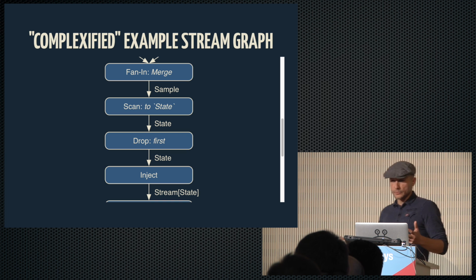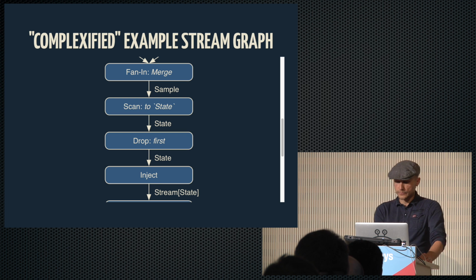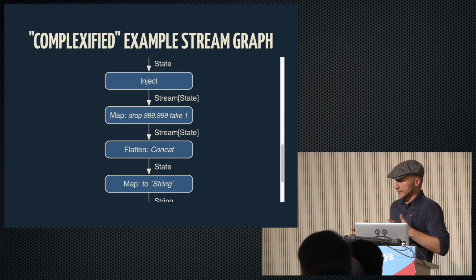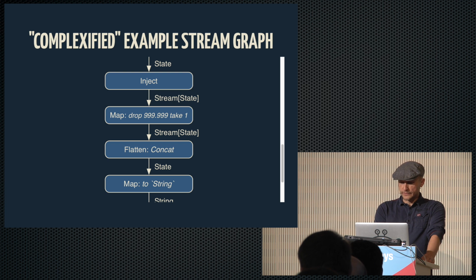And then we do a scan operation that you might know from the collections. It's the same kind of logic, similar to a fold, but it actually emits every element. We drop the first, then we inject. So we create a stream of streams and let the next element decide when to end an inner stream. So we map across the stream of state. This is actually not quite right.